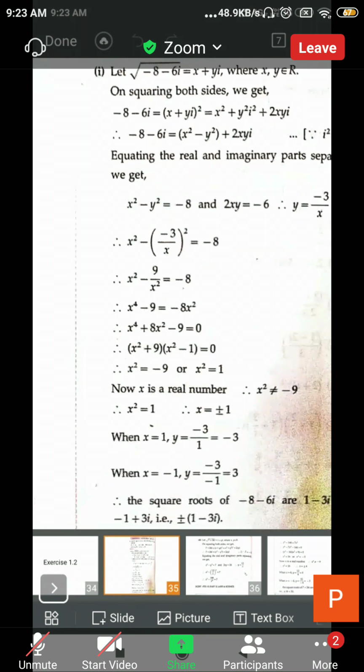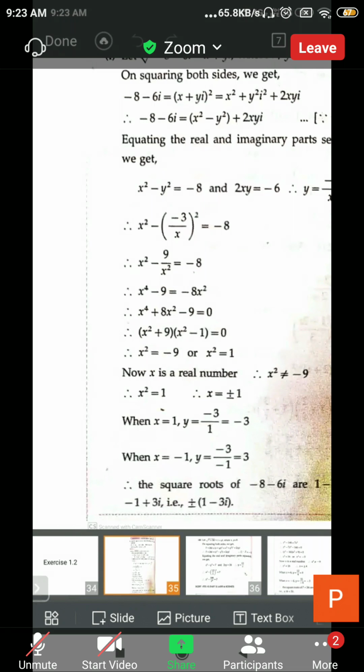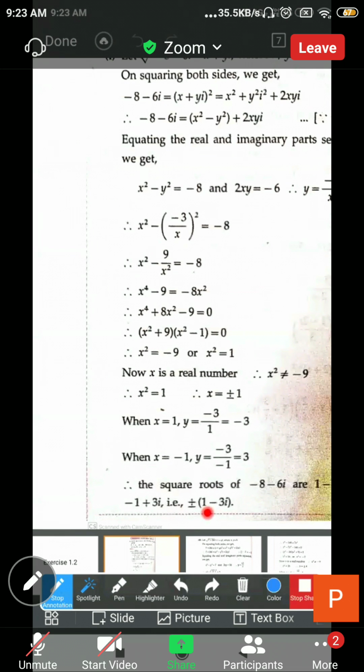Okay, now x is a real number. See, that thing is explained here. X is a real number, that's why x square can't be negative. So we are going to take the value of x square as 1, and when you take the square root of x square, it is nothing but x is equal to plus or minus 1.